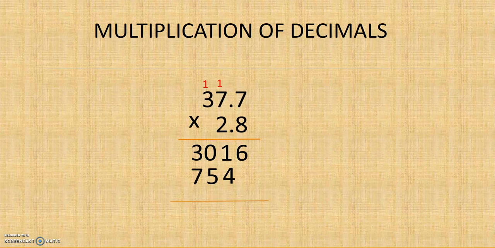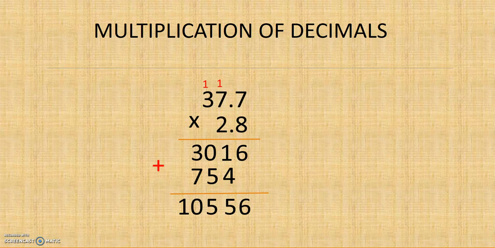Then we will add. So 6 plus 0 is 6. 1 plus 4 is 5. 0 plus 5 is 5. And 3 plus 7 is 10. As you notice, our answer here is still a whole number.